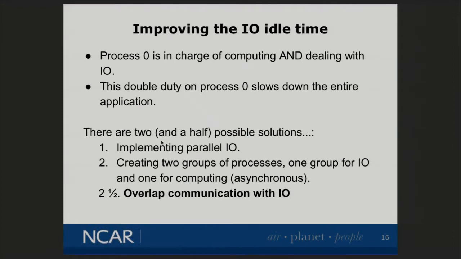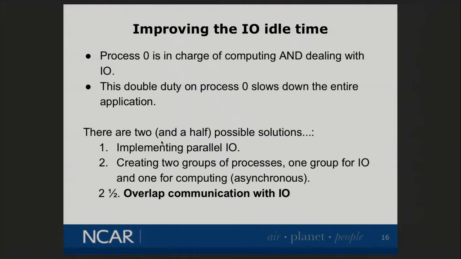All right, now the difficult part, improving the I/O idle time. Process 0 in this configuration of WRF-Hydro, and it's the only one right now, is in charge of computing and dealing with the I/O. This double duty on process 0 slows down the entire application because everybody must wait for process 0 to write on disk. There are 2.5 possible solutions.